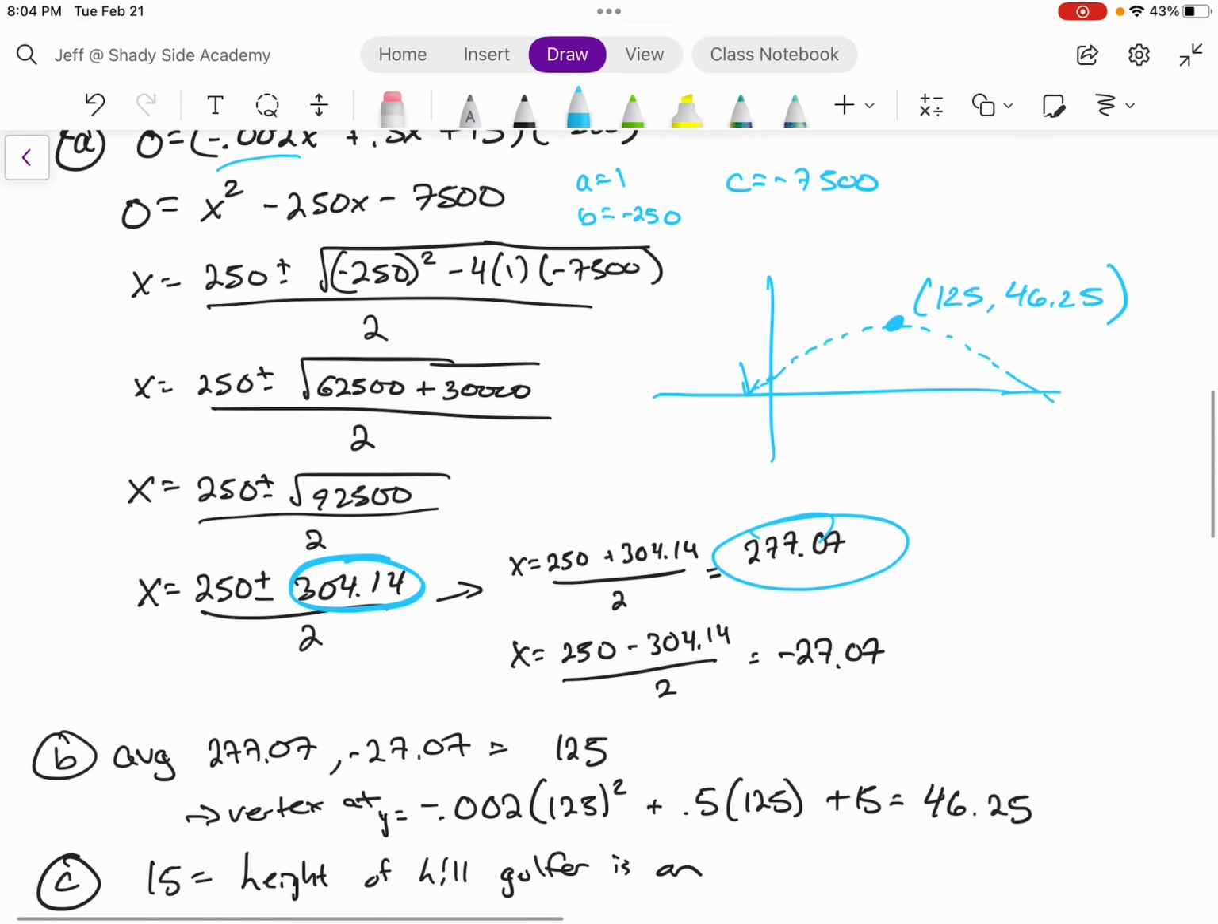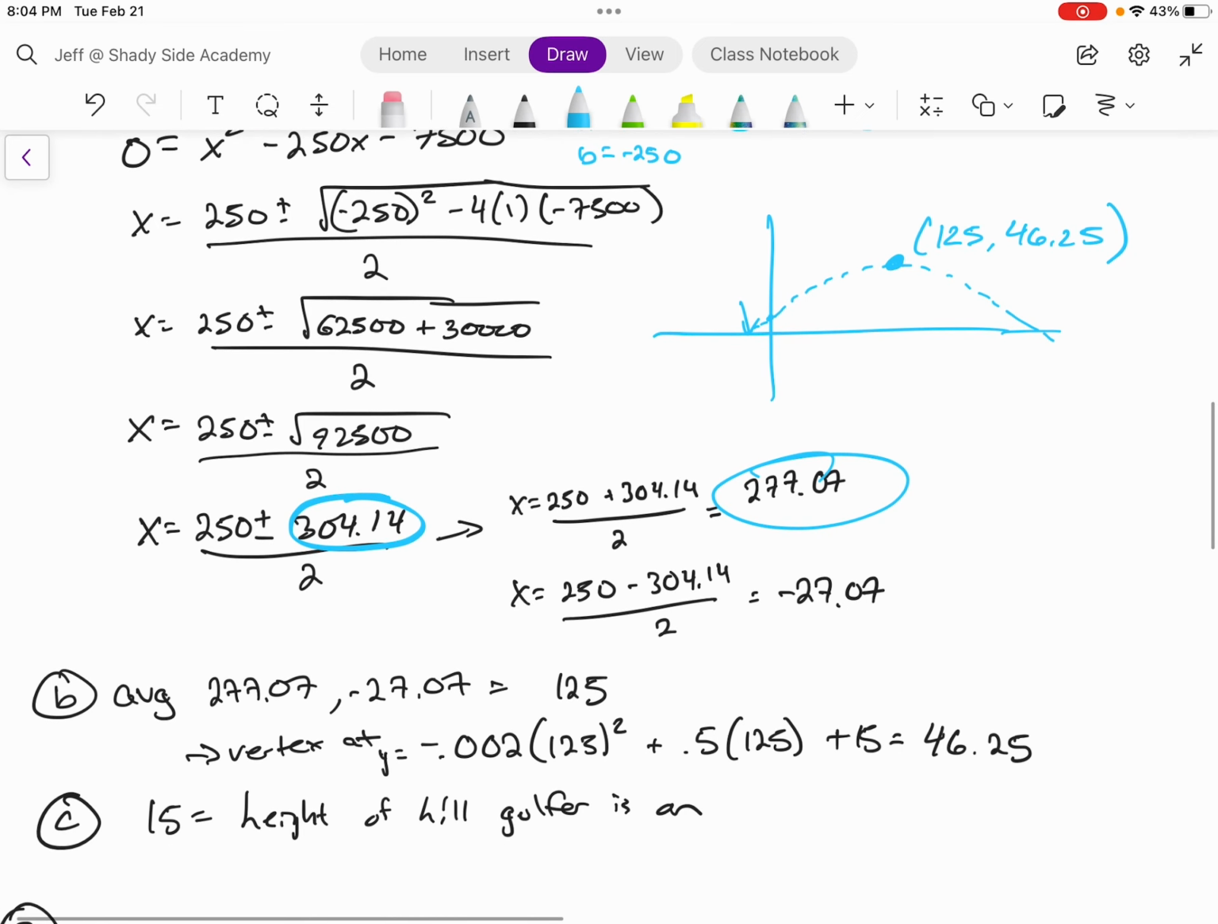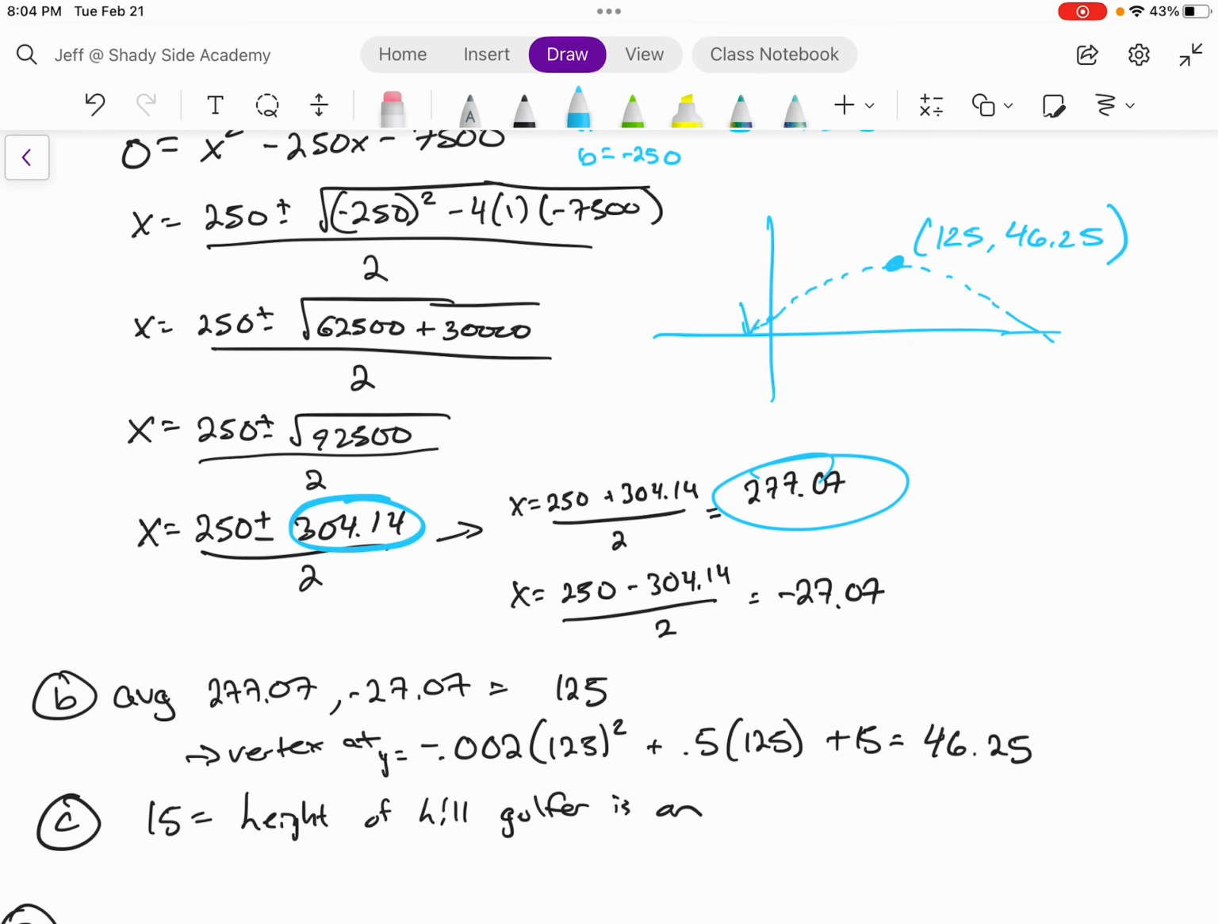And we already said part C: 15 is the height of the hill that the golfer's standing on, where this thing starts. It's very similar to a problem we had in our binder. Okay, so I know that was kind of fast. I hope you pause me whenever you need to take something in.